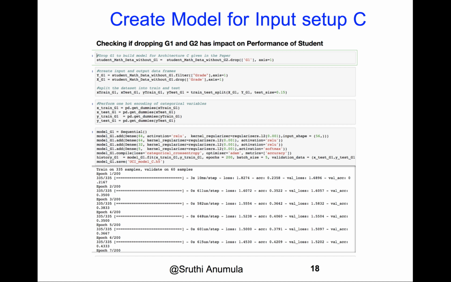Next, I went ahead and created a model for input setup type C, which means we will not be considering either the first period grade G1 or the second period grade G2 when predicting the value for the final period grade G3. So first I dropped G1 and G2 from the data frame. Next I split the dataset into train and test. Now I went ahead and performed one-hot encoding of all the categorical variables. Next, I built a model using the same architecture I described earlier.